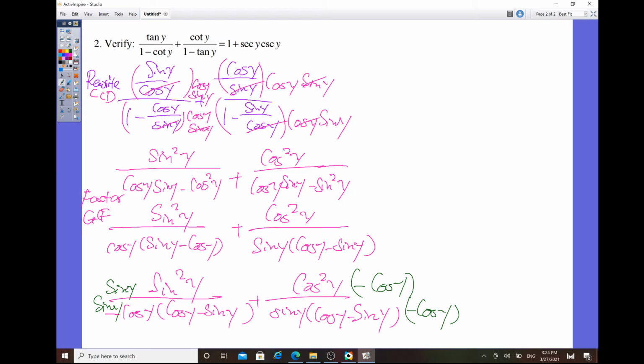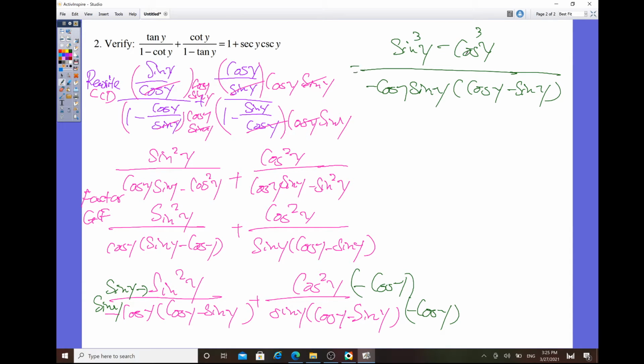Okay, so rewrite it. Sine of y times sine squared of y, so sine of y to the power of 3. Cosine of y times negative cosine of y, so minus, or negative, cosine of y quantity to the power of 3. And then it's all over the same common denominator: negative cosine y, sine y, and then the quantity cosine of y minus sine y.